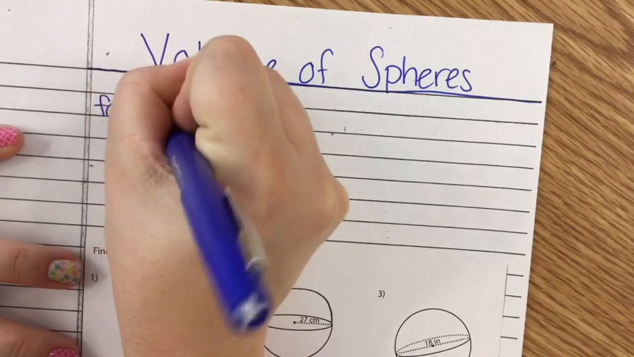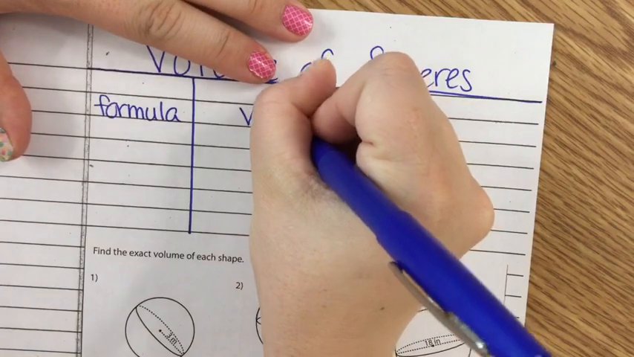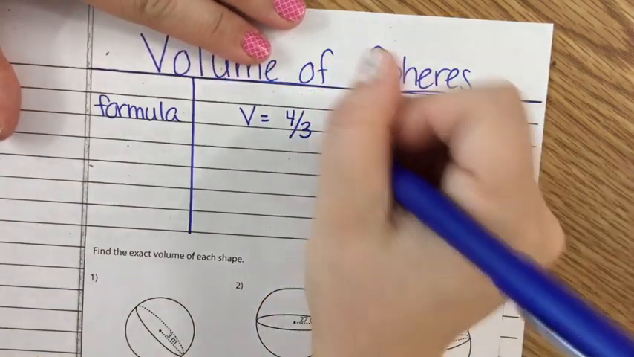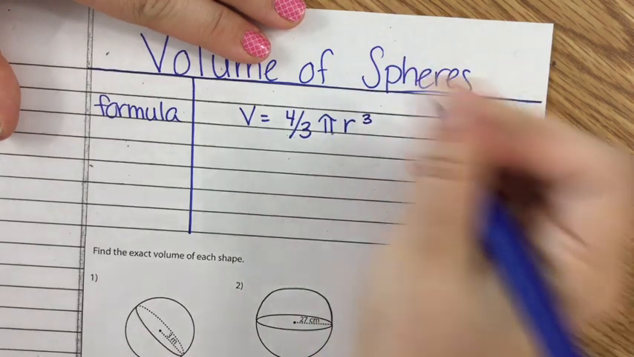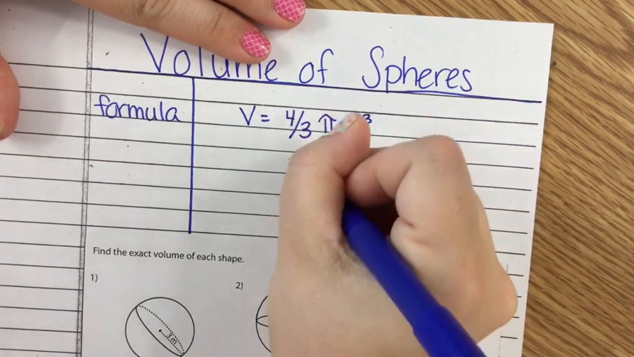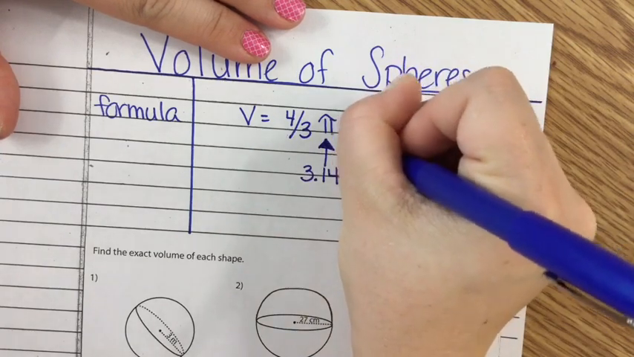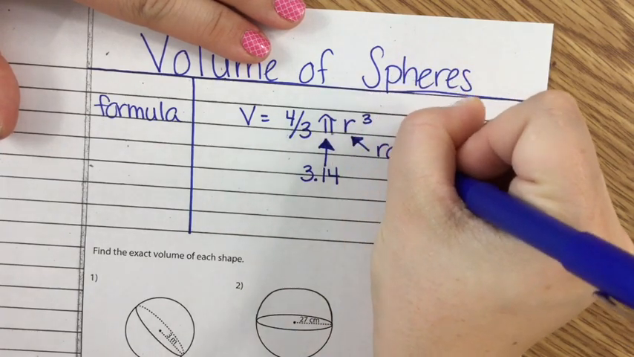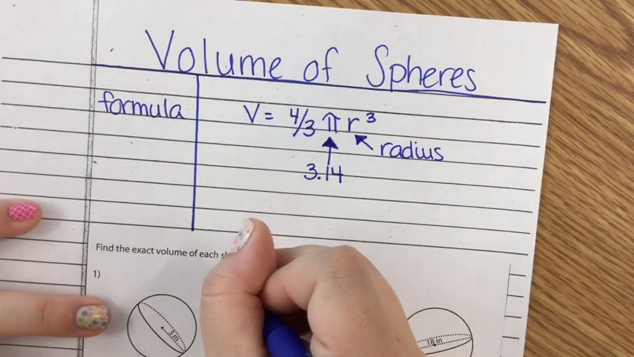So, the formula for a sphere: volume equals 4/3 pi r cubed. Okay, remembering that pi is always 3.14 for us, and r is the radius. Okay, so just trust me on this one. I know I don't ask you to do that too often, but I would appreciate it if you just trusted me on this one.